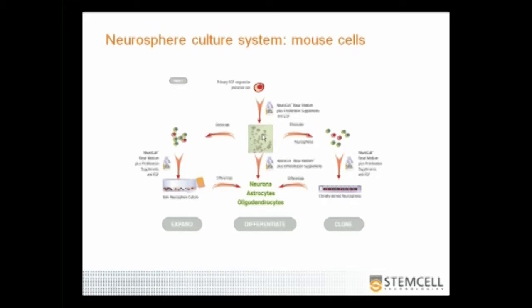The cells can be either plated in bulk to generate large numbers of cells or plated clonally in wells to produce clonal neurospheres, depending on the applications. At any time during the culture, intact neurospheres or the single cells from these neurospheres can be exposed to NeuroCult differentiation supplements in order to obtain differentiation into the three cell types, the neurons, astrocytes, and oligodendrocytes.